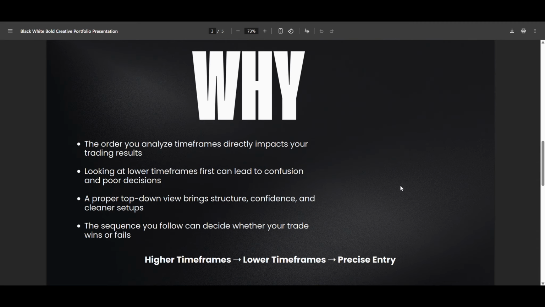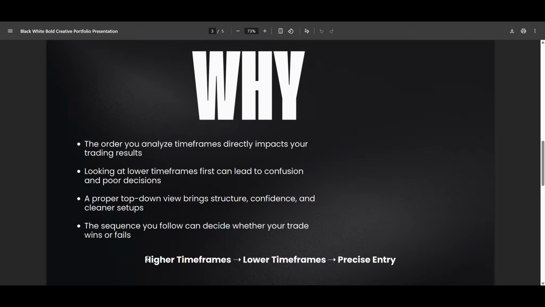Let's talk about why the order of the time frames matters. If you start from the wrong place, for example, jumping straight into the 3-minute or 5-minute chart, you might catch noise instead of the real direction. The lower time frame can look attractive, but without context, it's misleading. When you use the core sequence, you understand the bigger picture first, and only then focus on your entry.